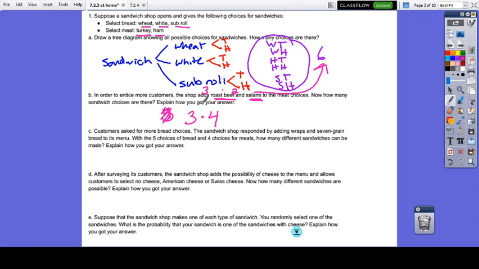How many sandwich choices are there then? Well, there are 12 sandwich choices total. Okay. And you have the 3 times the 4, so the 3 is the number of bread choices and 4 is the number of meat choices.